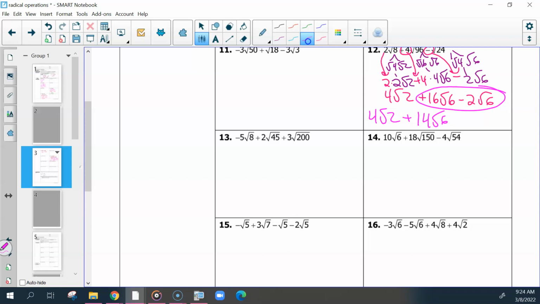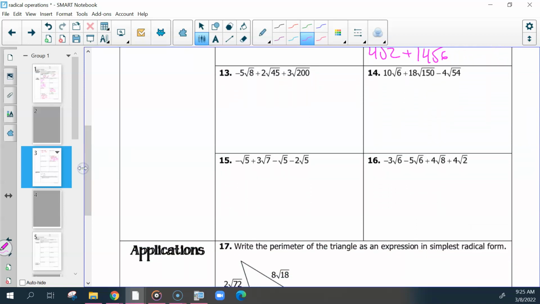Do we have any questions on this so far? We're going to do one more of these and then we're going to do one of these applications and then I'll give you time to practice. So number 16. We now have 4 things. Can we simplify any of these things? What number are we doing? 8. The 8, yes. To what and what? 4 and 2.